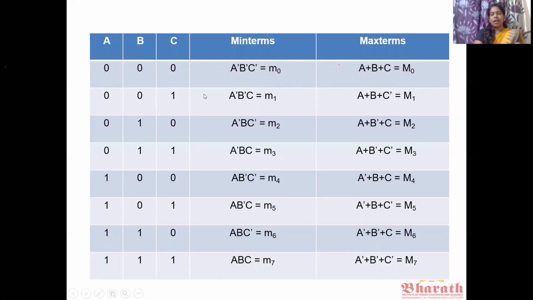The one thing you have to remember here is that 0 means complement in min-term, and in max-term 1 means complement. Here we use the small letter m, and in max-term we use the capital letter M. This is in POS form; min-term is in SOP form.